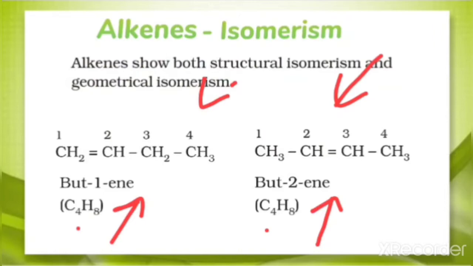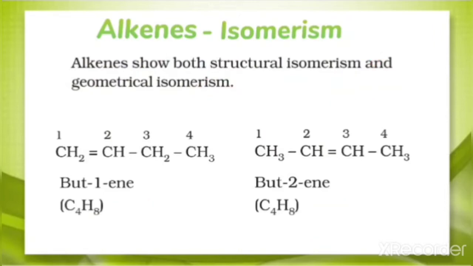These have the same molecular formula but a different position of the double bond, therefore they are called position isomers. Look at here, they have the same molecular formula, the same number of carbons in the main chain, but the difference is in the position of the double bond. That's why these are called position isomers.